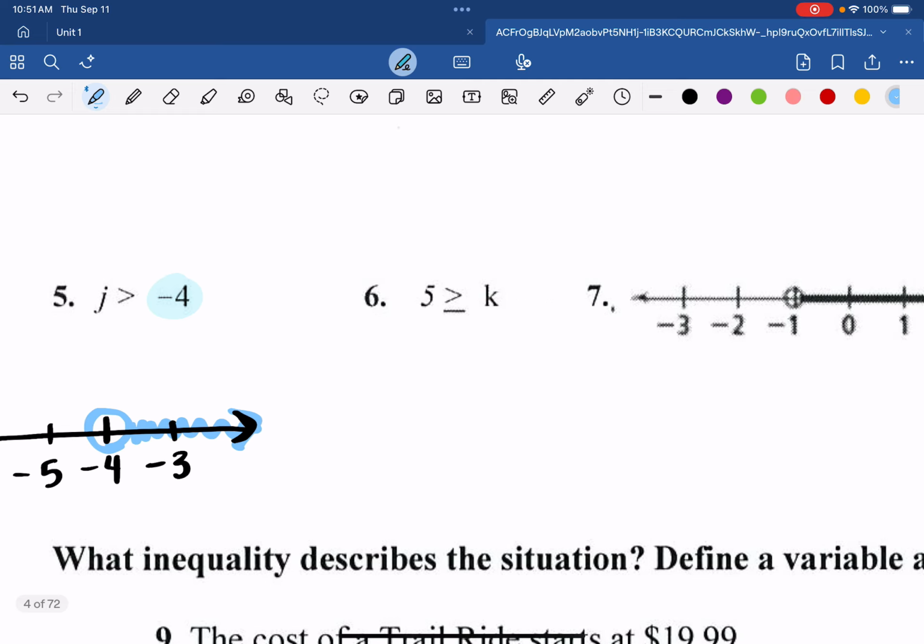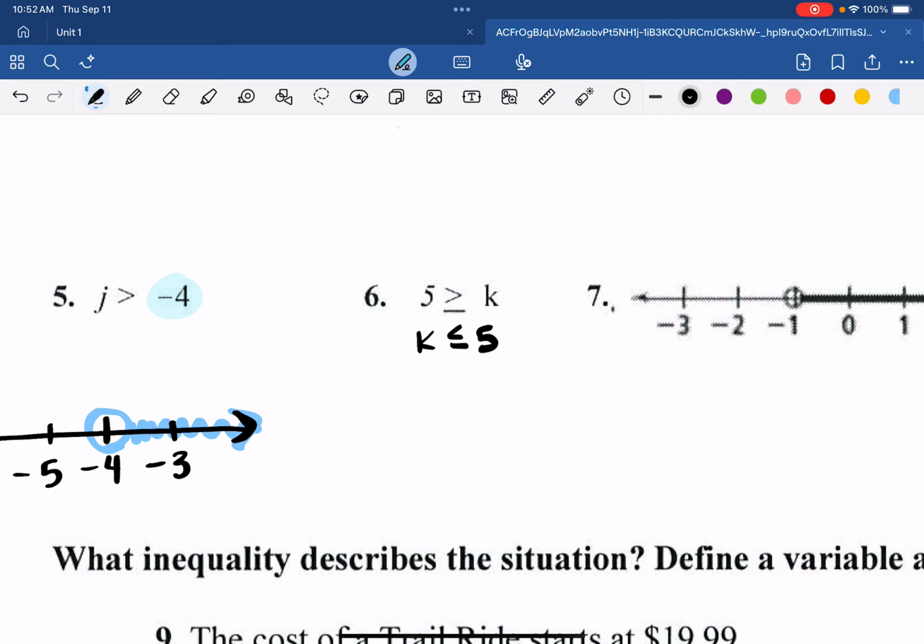All right, let's look at number 6. Now, number 6 can be tricky because it looks backwards almost. There's a couple ways you could do this. I recommend flipping it. I always like to put my variable first. When I put my variable first, I need to make sure that my symbol is still pointing to the same term. Here, my arrow is pointing to K. Notice that. My symbol is pointing towards K. That cannot change when I rewrite this. So I'm going to have to flip my sign so that I'm still pointing to K.